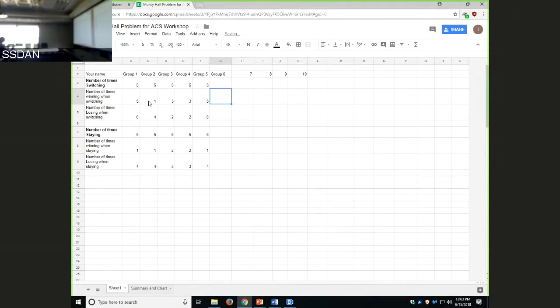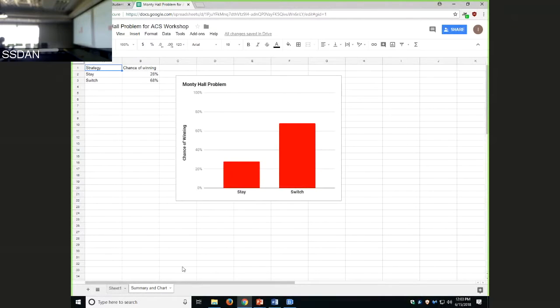Why don't we take a look at the data we have so far and talk about it, and then we'll add yours when you want. But anyways, this is what we see so far. I have it set up. This is the data we've gathered so far.